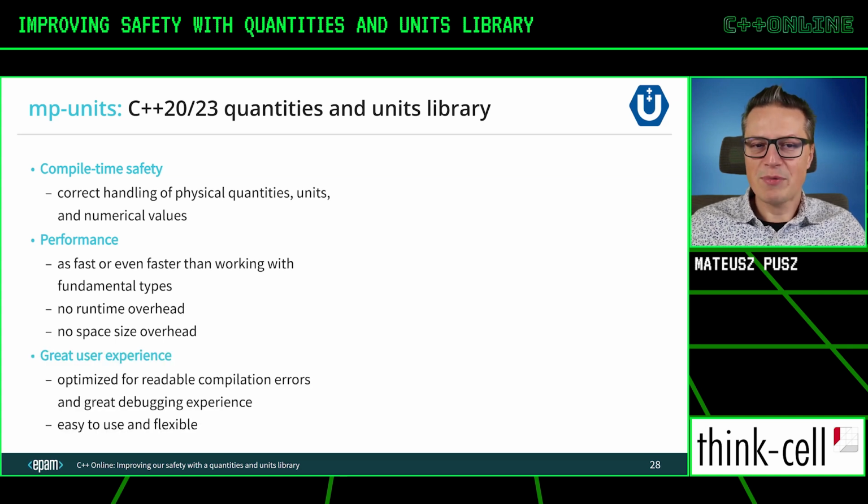And of course, this library is heavily optimized for great user experience, right? As I said, the most important reason for those libraries to exist is the generation and readability of error messages, right? The user should be able to understand what the error is and fix the code as soon as possible. So we are trying to improve the readability of, for example, types generated by the library. Also, it should be really easy to use and flexible. By flexible, I mean also easy to extend.